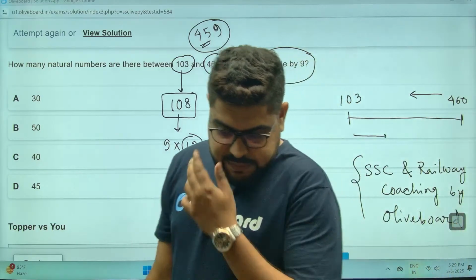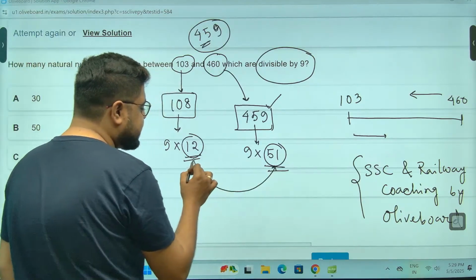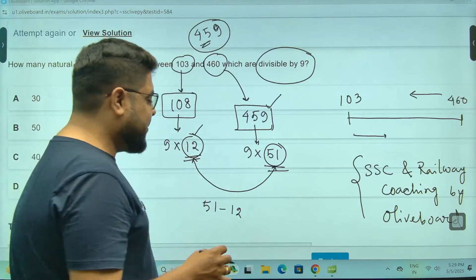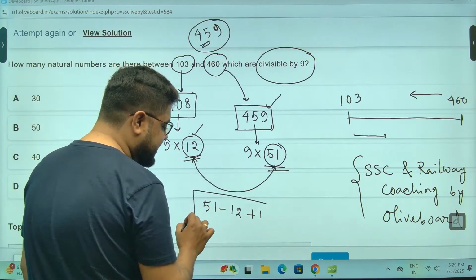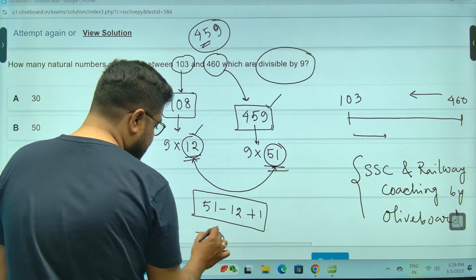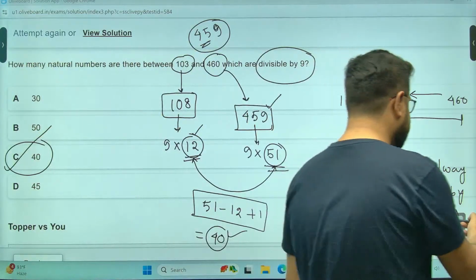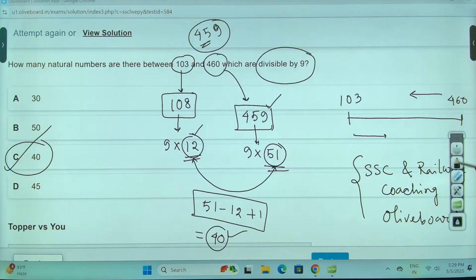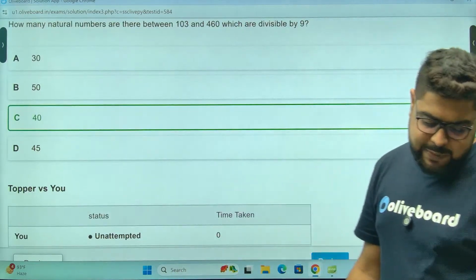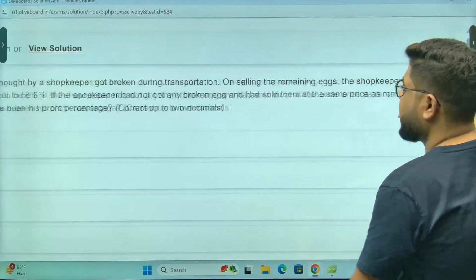Chalo. Now, so 12 se start, 51. How many digits, sir? You will say 51 minus 12. But you have to include them. So, I told you guys, n minus p, you must add 1 at the end. So it will be 52 minus 12, this is 40. So there are 40 numbers. Option C is most definitely the answer. And this concept should be clear, this plus one addition concept should be clear to everyone. Correct? Moving on.